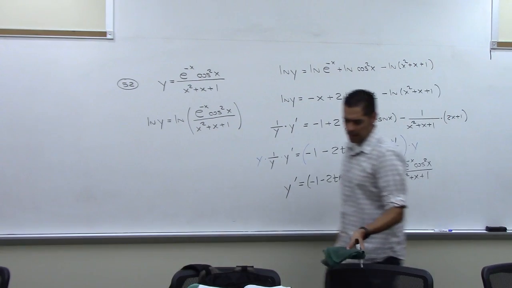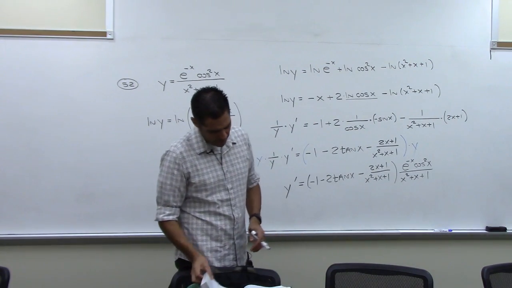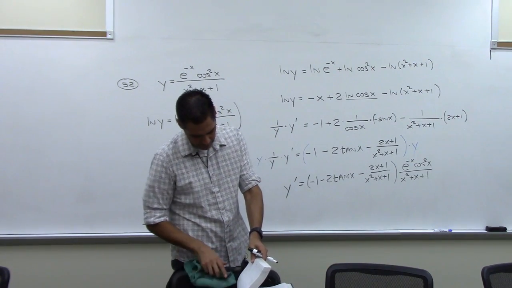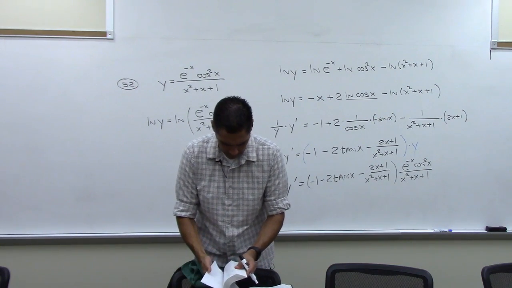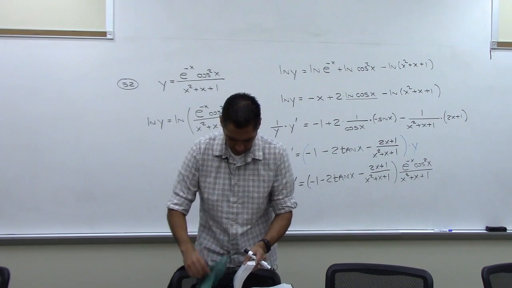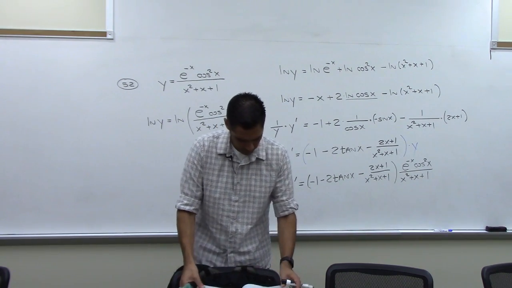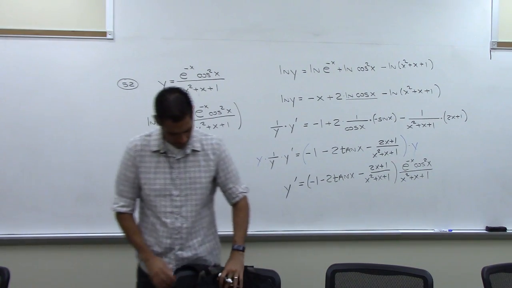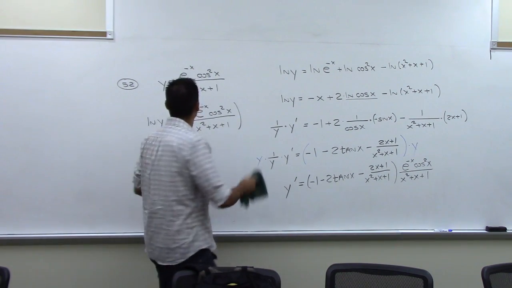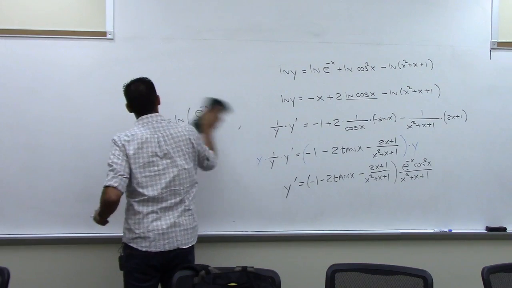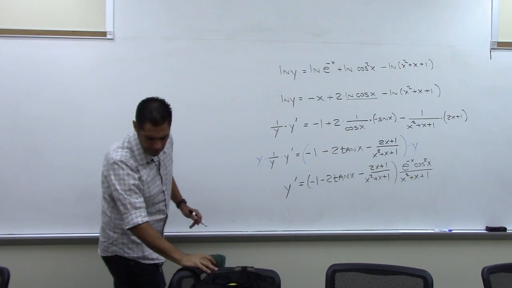And let me see what the back of the book has. Oh, they don't have the answer for 52, do they? Yeah, I'm sure it's right. Okay, 54. No, 53 is next.